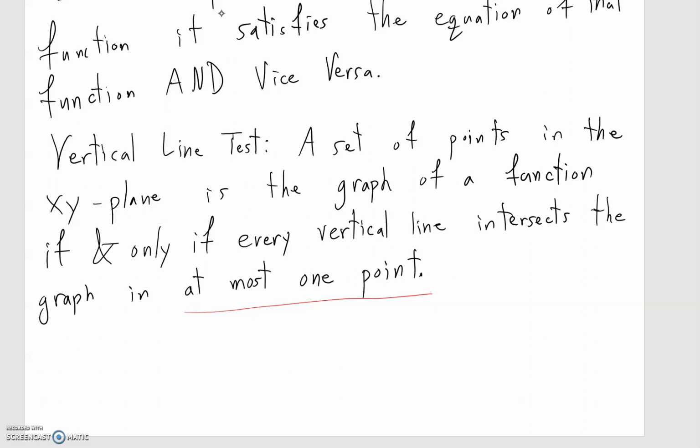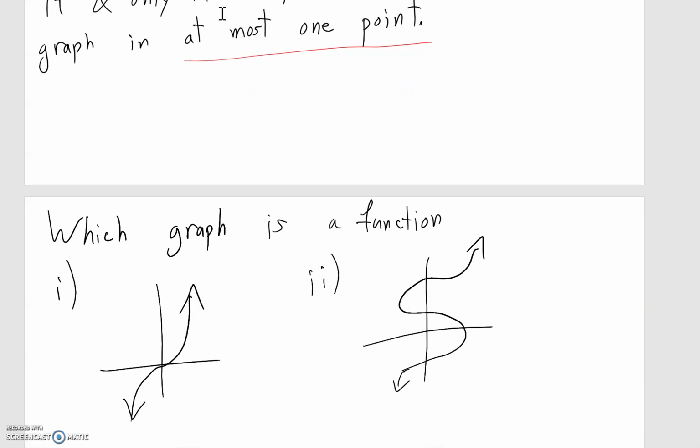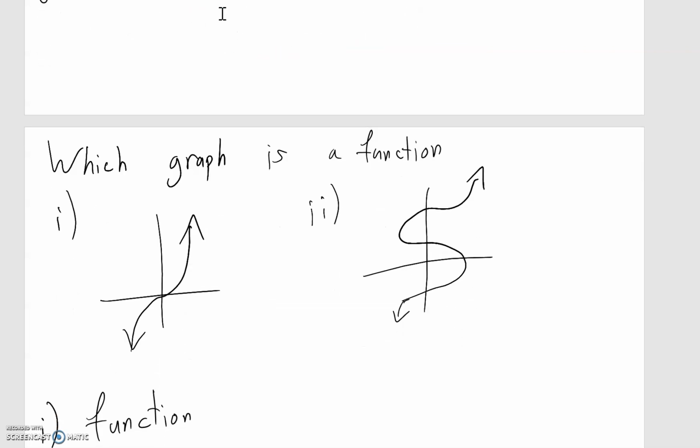Let's take a look at an application here involving this vertical line test. So here I have a question involving two graphs, and the question is, which graph is a function? Number 1 or number 2? Number 1 is a function. Why? No matter what vertical line you draw, it will touch the function in at most one point. You can see that here.